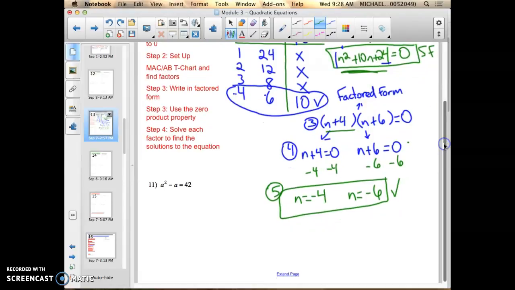So at this time, please pause the video and try your example on your own, and then unpause it to check your work.